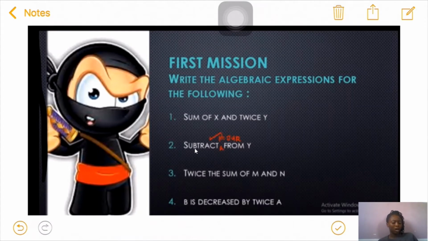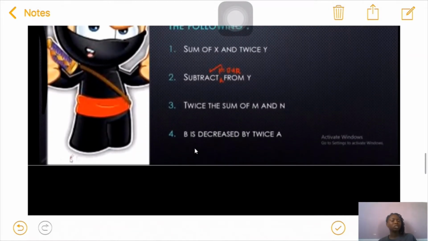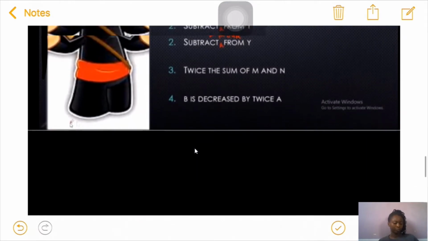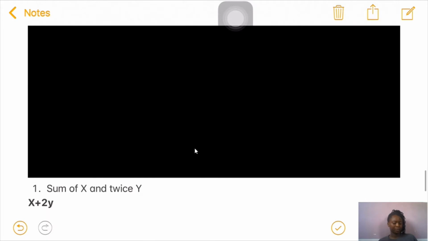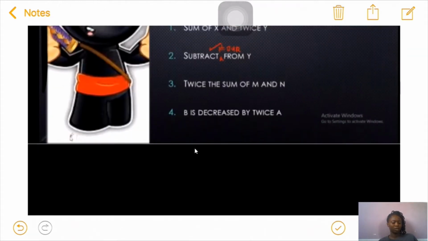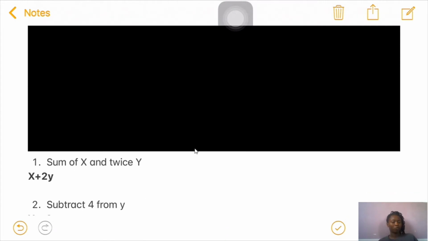So for the first one, the sum of x and twice y, it simply means add x and twice y. Twice means 2 times. So add x and twice y: x plus 2y. Next one says subtract 4 from y. So we are taking away 4 from y.